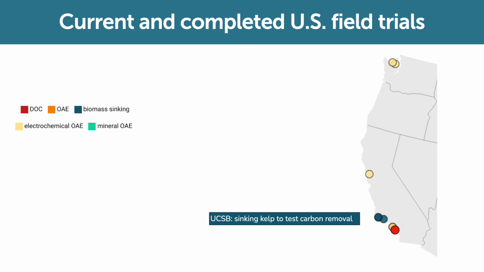3 projects led by the University of California at Santa Barbara have placed kelp at the bottom of deep basins and then measured the kelp's degradation over time to determine the biochemical fates of fixed carbon in macroalgae.